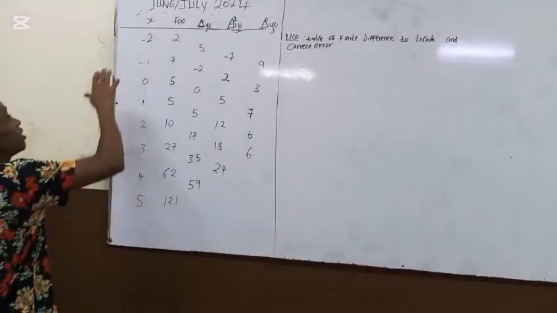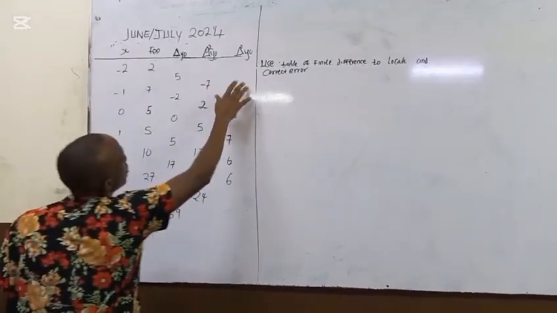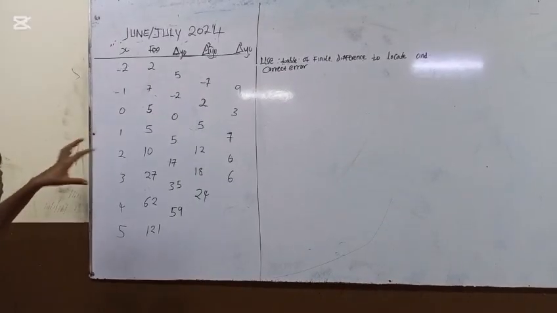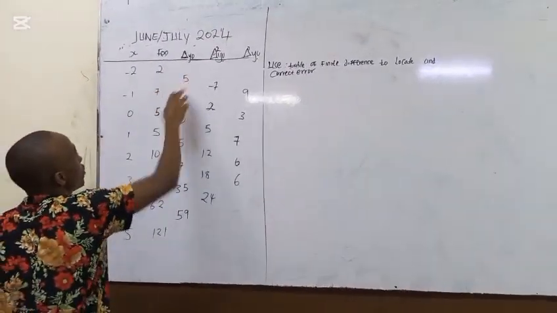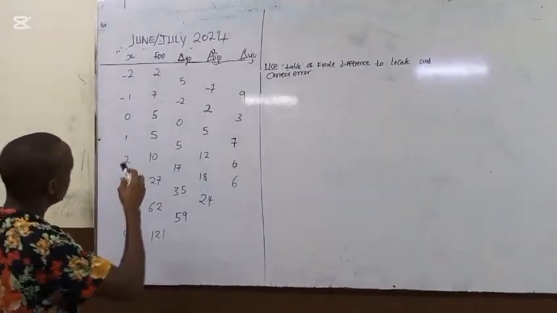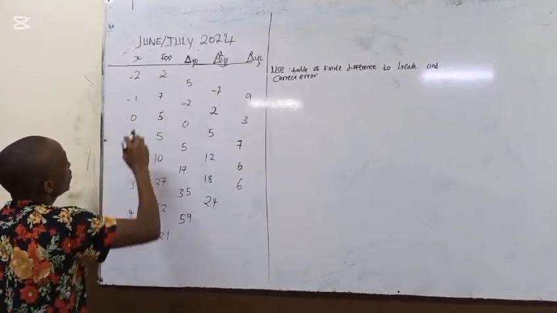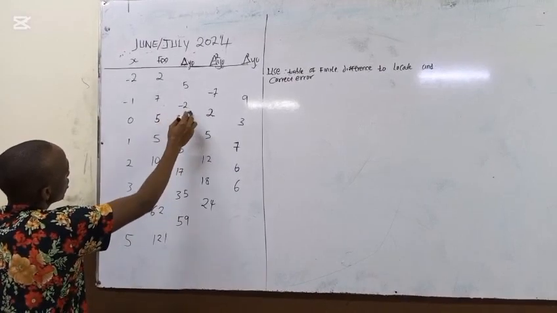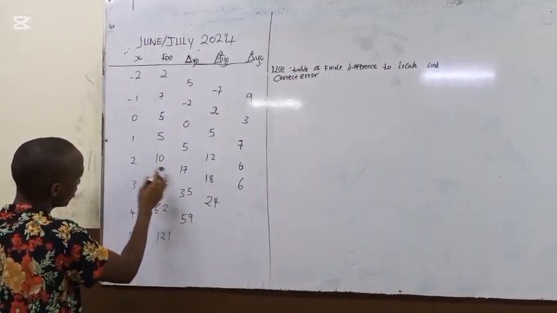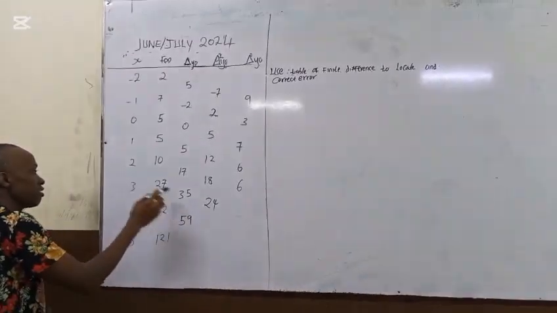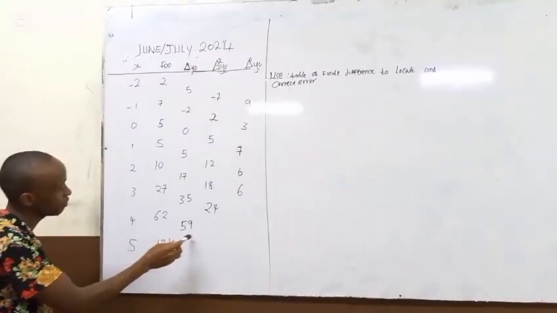So, first to create the finite table, as long as we are told we are taking a polynomial, this is how we go about the differences. First, to get the first differences, we subtract 2 from 7, which is 7 minus 2. We get 5. 5 minus 7, we get minus 2. 5 minus 5, we get 0. 10 minus 5, we get 5. 27 minus 9, we get 17. 62 minus 27, we get 35. 121 minus 62, we get 59.